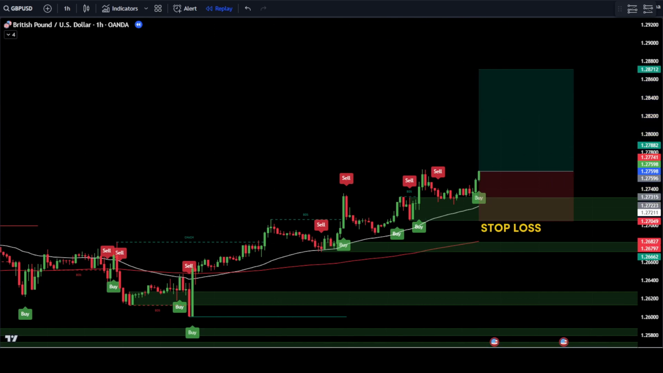Set the stop loss below the bullish order block area. Target take profit using a risk-to-reward ratio of 1 to 2.